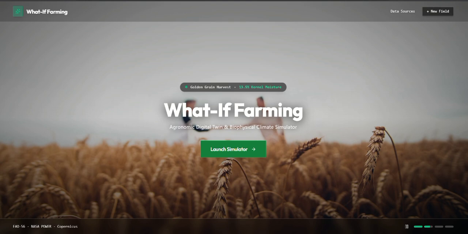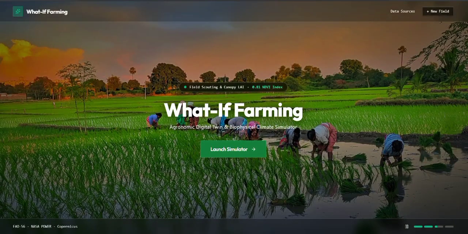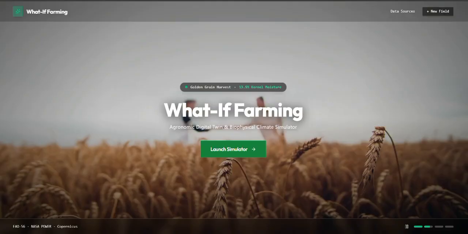This is What If Farming, a digital twin of your field that turns real climate science in real time, so you can test a decision before you commit to it. It starts by building a digital twin of your actual field.